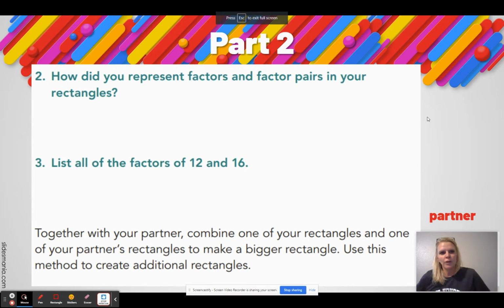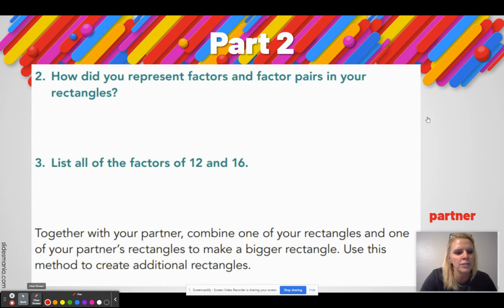So on this one, what we're going to do is I want you guys to just look at each other's number 1 and 2. But let's talk about the factors of 12 and 16. Okay, I like to draw a T-chart.